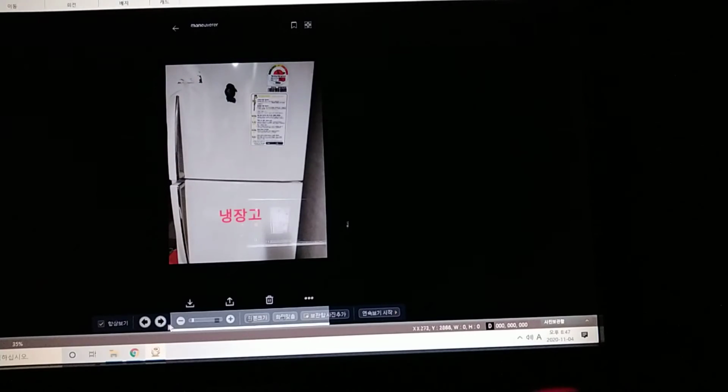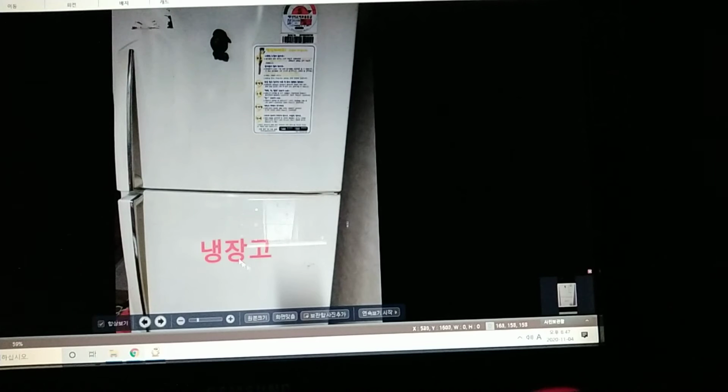Let's see next one. This one is refrigerator. Refrigerator, 냉장고. Let's see next one. Oh, finish it.